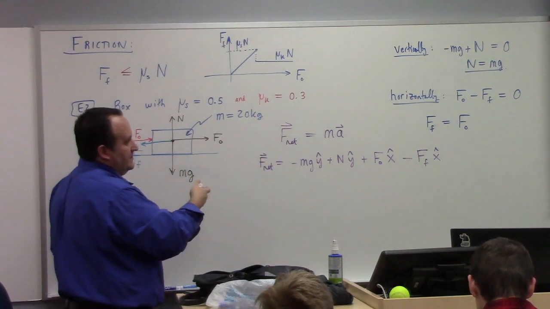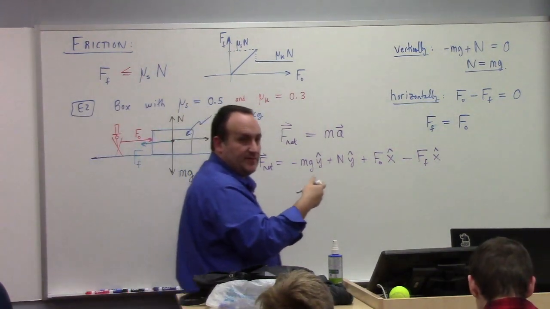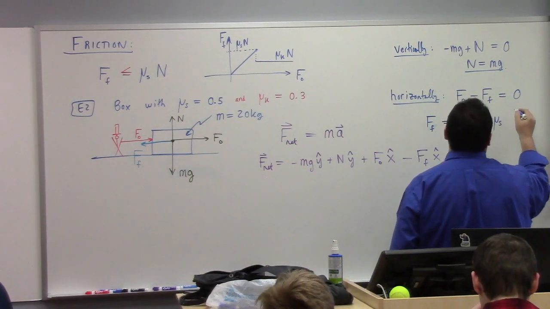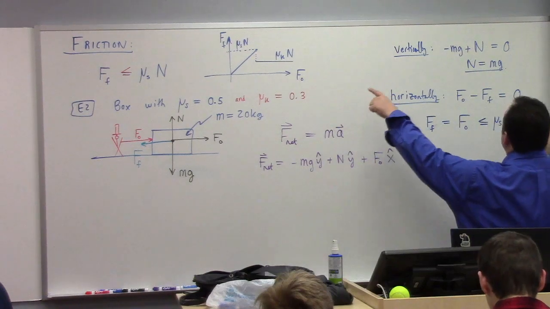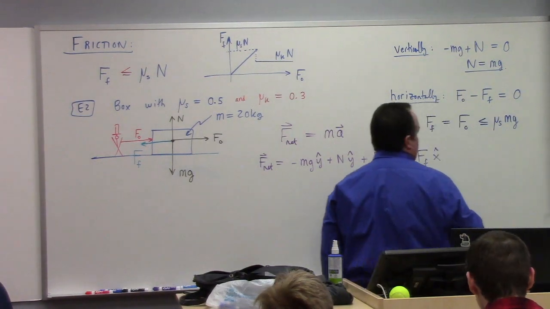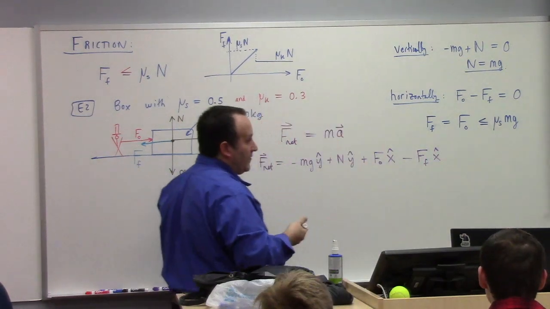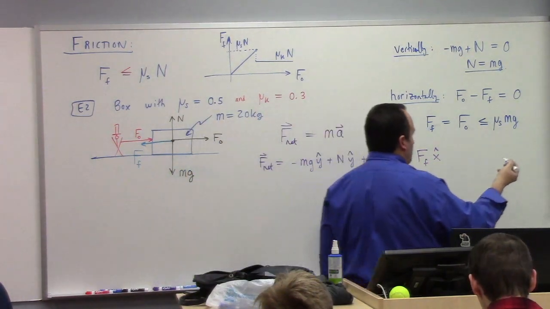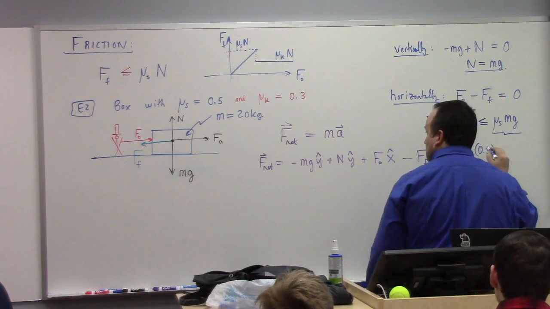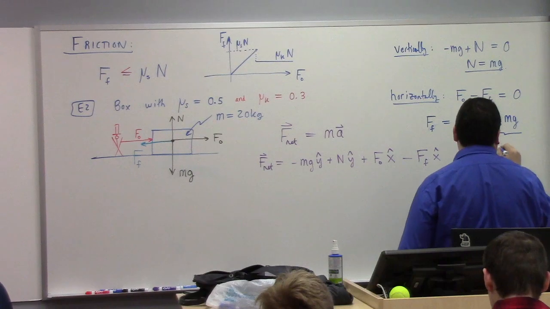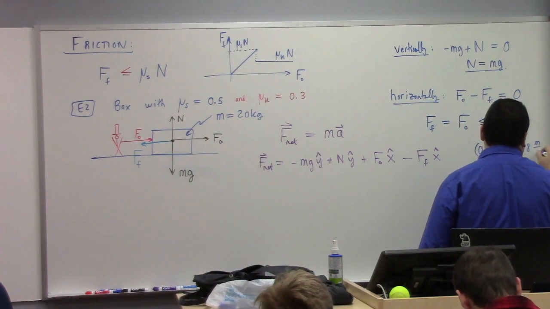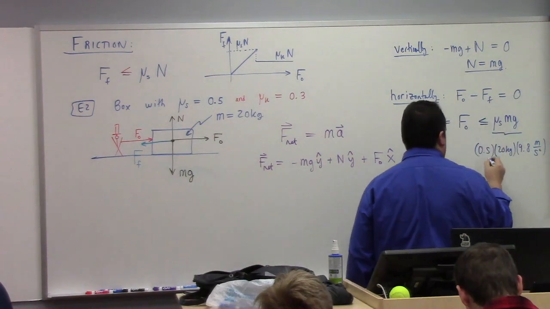But what else do we say? It's less than or equal to mu sub s times N, but what is N here? Mg, right? So what does this say? Let me put the numbers in. This works out to 0.5 times, what did I say, 20 kilograms times 9.8 meters per second squared. So what's that work out to?